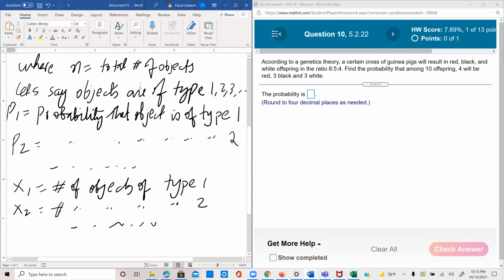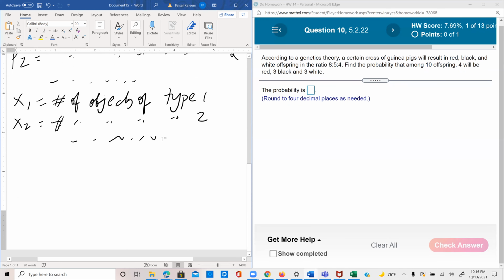So in this case, we have three kinds of offspring: red, black, and white. According to their genetics theory, a certain cross of guinea pigs will result in red, black, and white offspring in the ratio 8:5:4. Find the probability that among the 10 offspring, 4 will be red, 3 would be black, and 3 will be white.